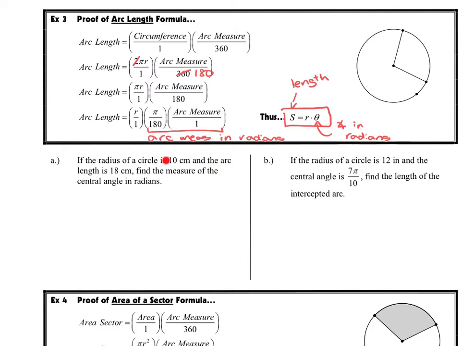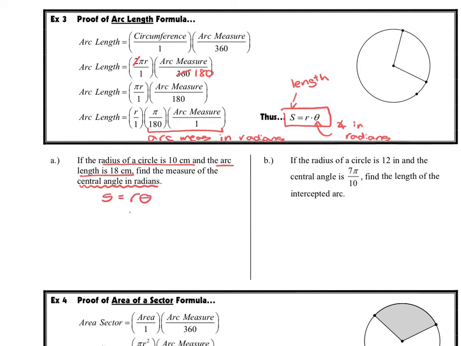So let's look at an example here. If I have the radius of some circle is 10 centimeters, and now it's going to tell us the arc length is 18, and it wants us to find the central angle in radians. Well, if we used our old method, we would have to work backwards like you did in that geometry review, and then take your answer and convert that arc measure to radians. But we can do it a little faster with this new formula where we've got this S equals r theta, and we just substitute in.